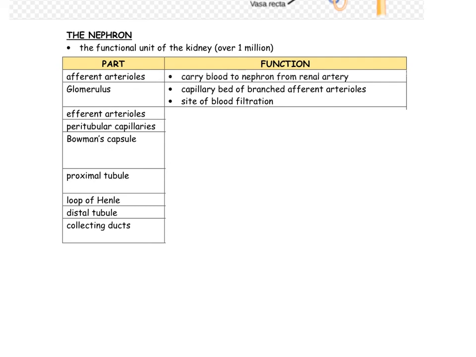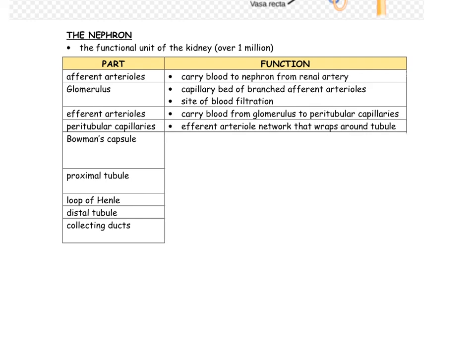So efferent, I want you to think exit. That is where any components of the blood that are not able to be filtered into the nephron by way of the glomerulus are just going to enter the efferent arterioles. Then when they exit the efferent arterioles, any material is going to travel through the peritubular capillaries. The job of the peritubular capillaries is basically to reabsorb material back into the bloodstream, even though it might have passed into the nephron.